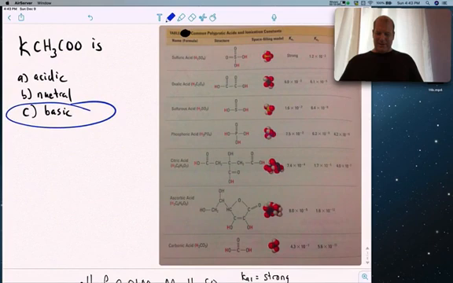Okay, the next thing we'll talk about is polyprotic acids. Polyprotic, so many protons. Sulfuric we've already talked about, and the Ka for the first hydrogen in sulfuric is strong. The second one is weak, but it's still a pretty decently sized acid. The 1.2 times 10 to the minus 2, that's a pretty strong weak acid.